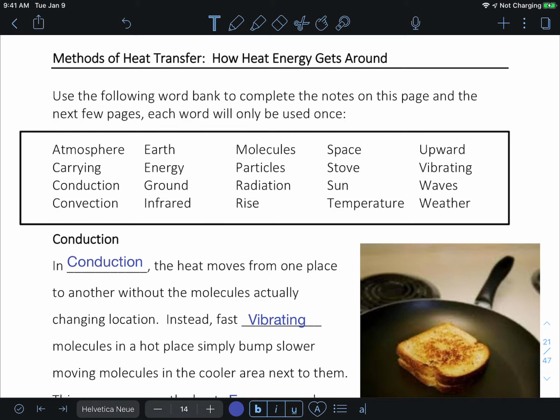Hello everyone, today we're doing a very brief video on heat transfer. So this is a very important concept that we have in our booklets.